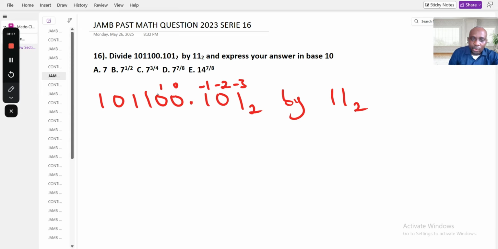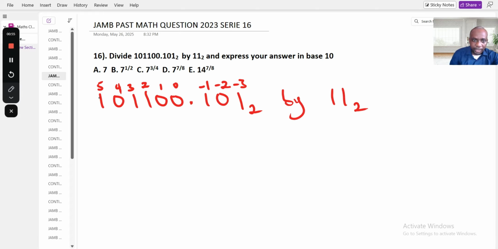0, 1, 2, 3, 4, 5. This is the way you will start your calculation. Because anything that starts from the dot will show from the negative, not 0 anymore. It's going to show from -1, -2, -3. And the one that starts from here is going to start from 0, 1, 2 as positive. Now let's convert it to base 10.